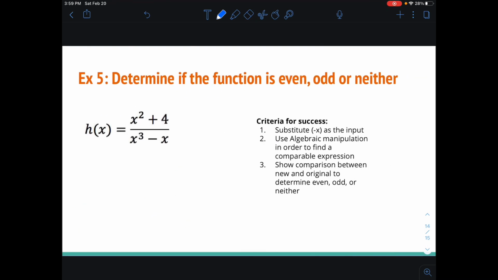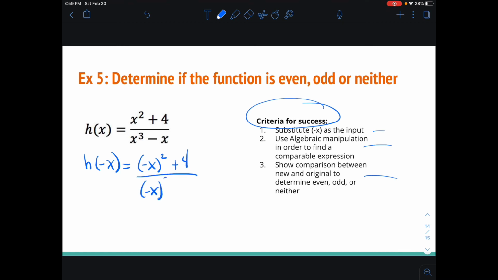All right, let's try example 5 here. So we're going to plug in that opposite of x again. Same process. The criteria is right here. We substitute, we manipulate, and then we need to show that final comparison. So the opposite of x squared plus 4 in the numerator, the opposite of x cubed minus the opposite of x in the denominator. So now we have some cleaning up to do.